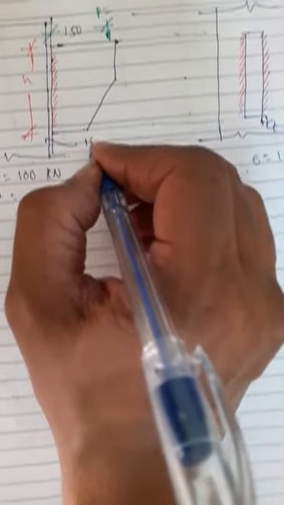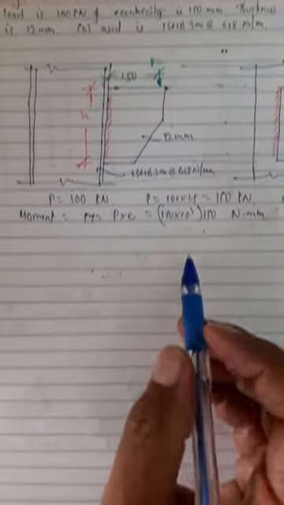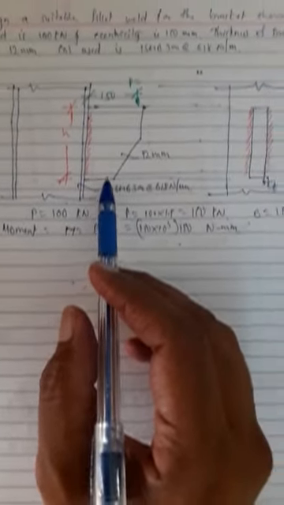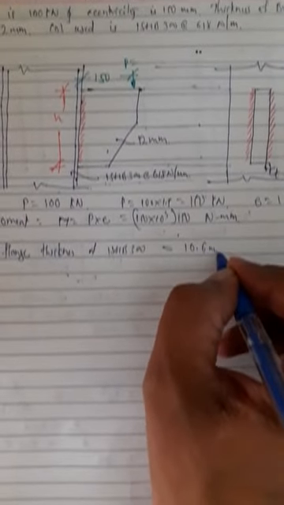This column is given as ISHB 300 at 618 newtons per meter. This is connected to a bracket which is 12 mm. Now first I have to determine the minimum thickness of plate. This flange interacts with this bracket. So I need to find out what is the thickness of this. Flange thickness of ISHB 300 is 10.6 mm from steel tables.